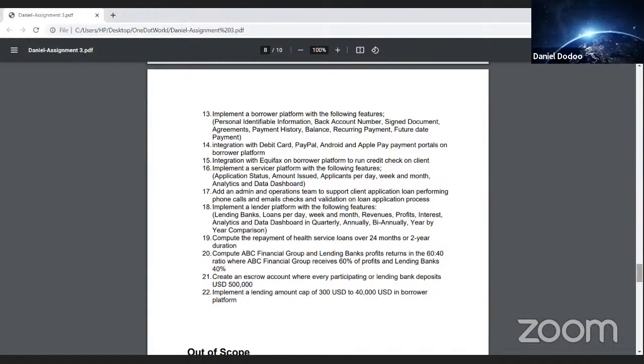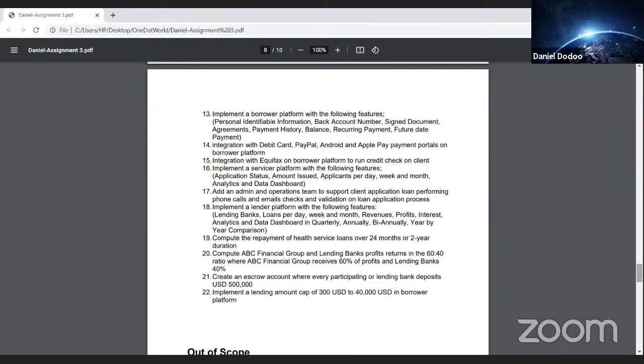So we are implementing a servicer portal with the following features. Application status, we would like to know the application status of our clients or borrowers, the amount issued, the applicants per day, per week, and per month analytics, and we have a data dashboard that gives us a summary of whatever information is generated. And also we have to add an admin and operations team to support clients' loan applications, performing phone calls and email checks and validation on the loan application process.